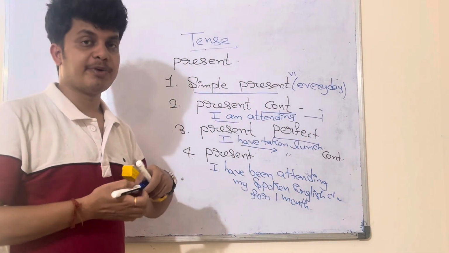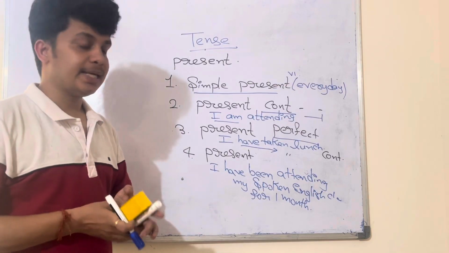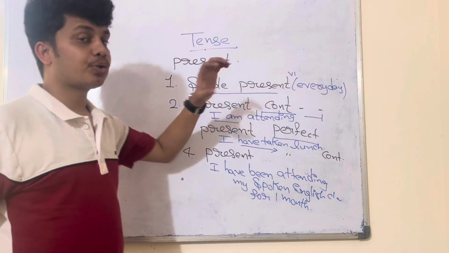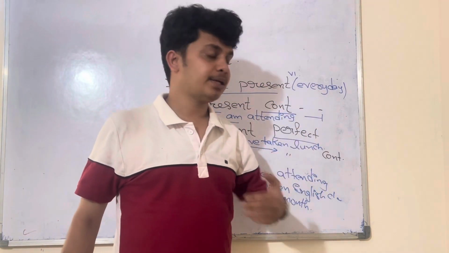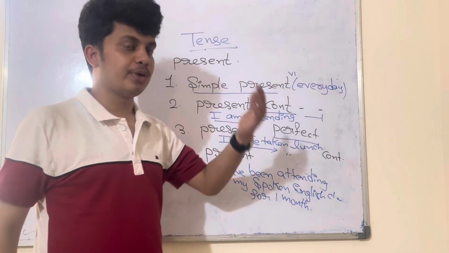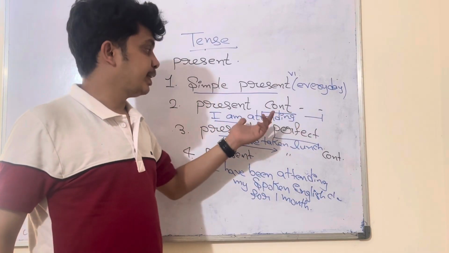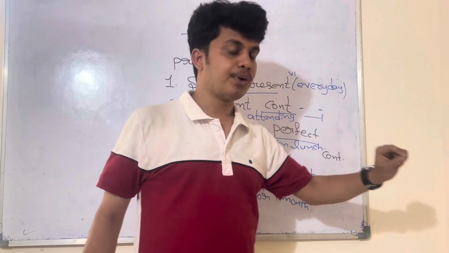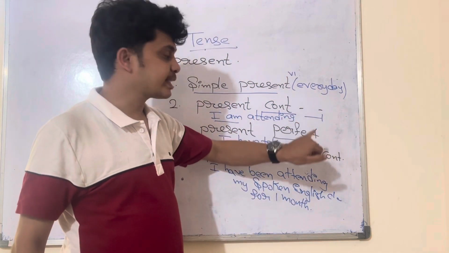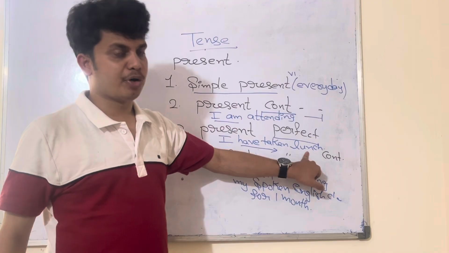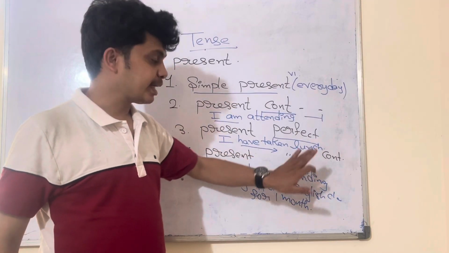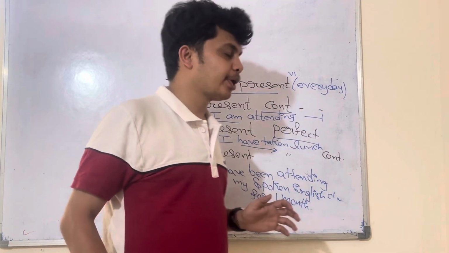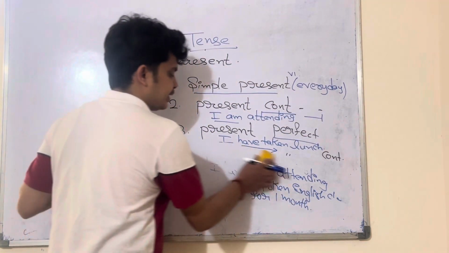So let me repeat once again. Why is it divided into 4 parts? Because simple present is used to tell about the action that happens every day on a regular basis. Present continuous is used to tell about the action that is ongoing right now. If this ongoing action gets completed, it comes under the present perfect, and after the completion again if it starts, then it comes under present perfect continuous. Hope now it's clear. Now let's get into the things one by one.